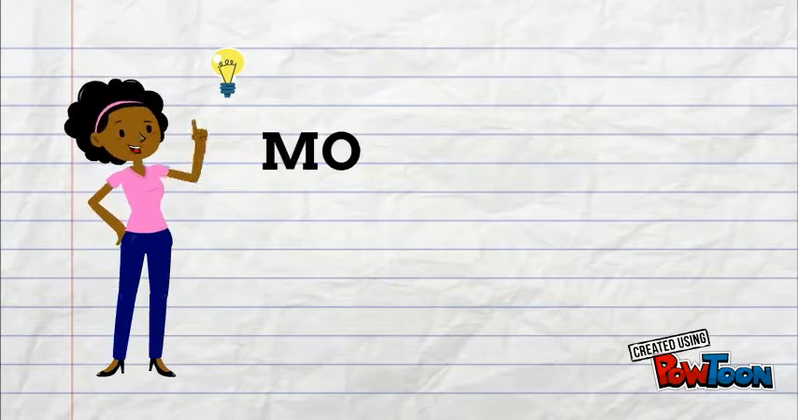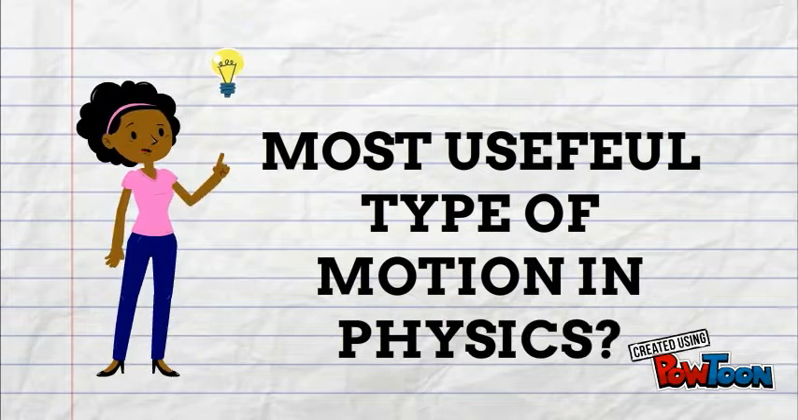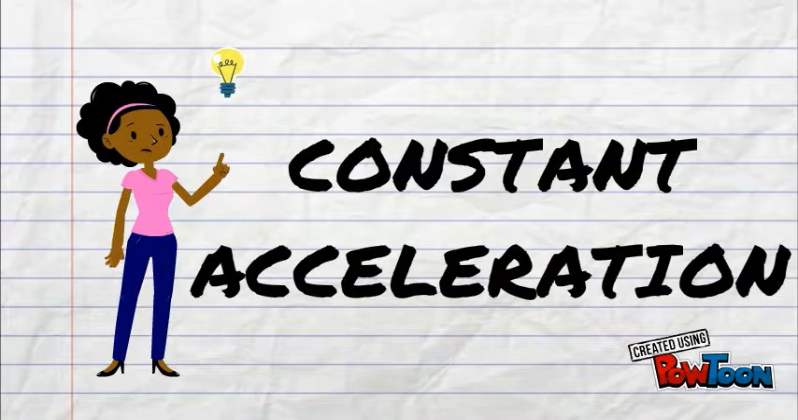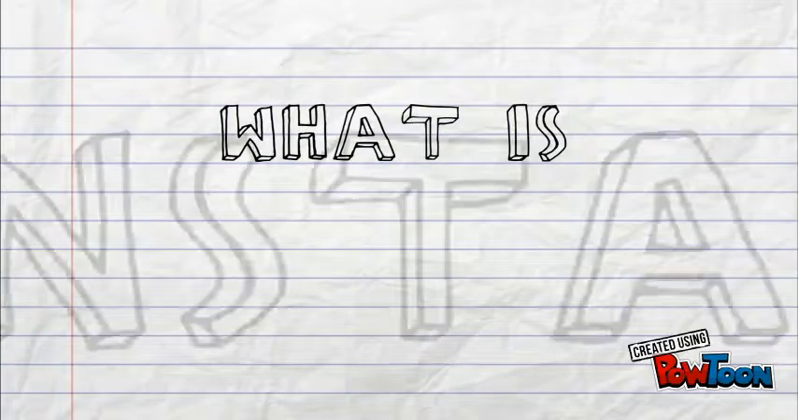Do you know what is the most useful type of motion in physics? It is constant acceleration. In this lesson, you will learn about constant acceleration. What is constant acceleration?